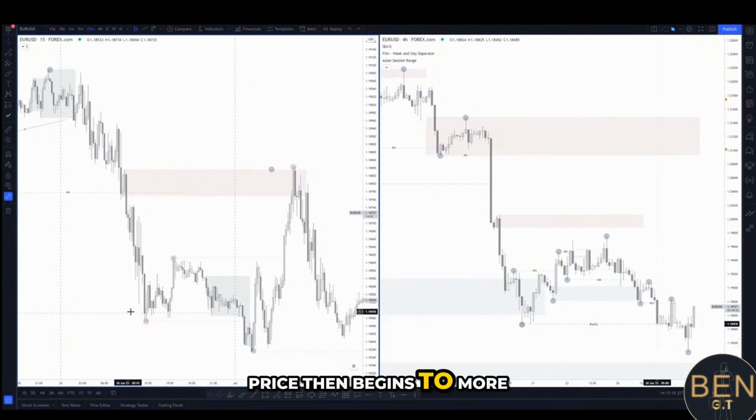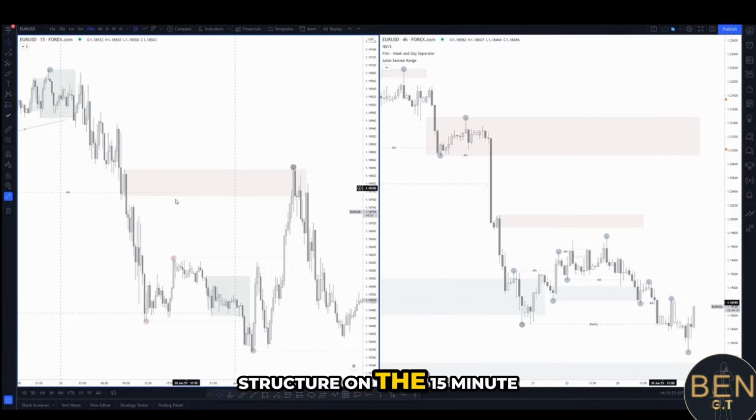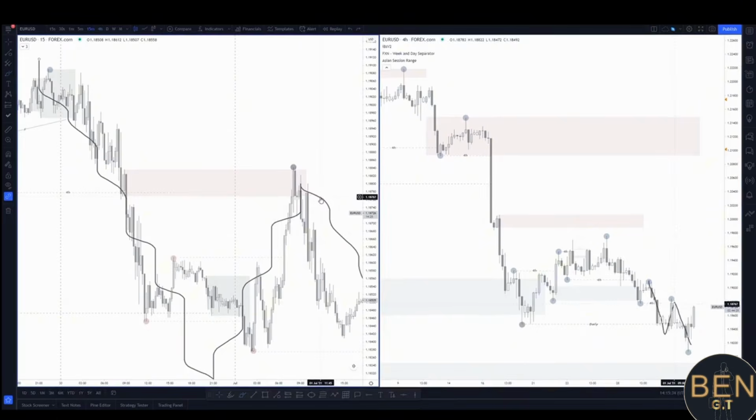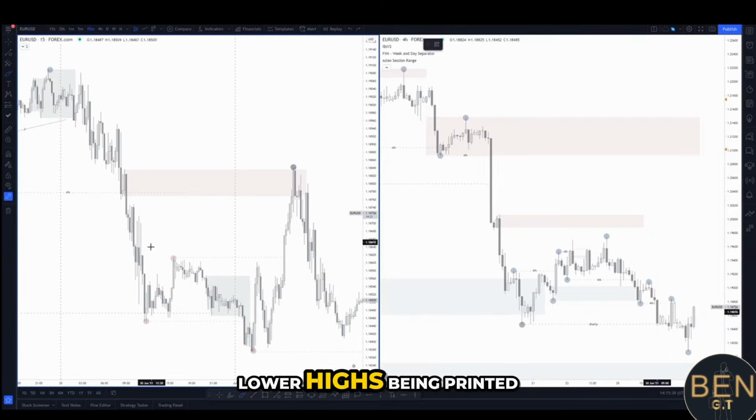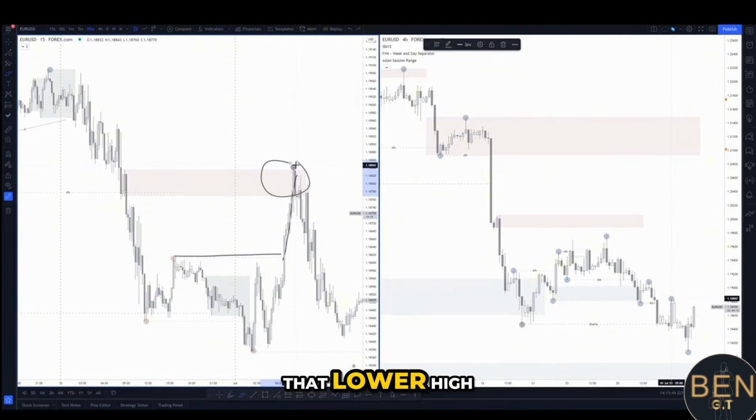Price then begins to more or less move sideways on the 4-hour chart, but we can get some structure on the 15-minute chart. Again, we're looking at a potential pullback on the 4-hour chart, because we have lower lows and lower highs being printed. And the 15-minute chart then switches bullish to accommodate that lower high being printed on the 4-hour chart.